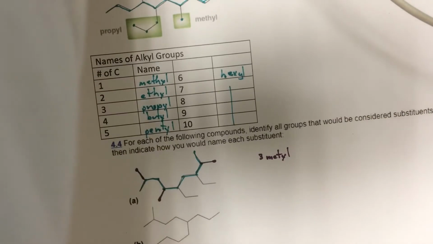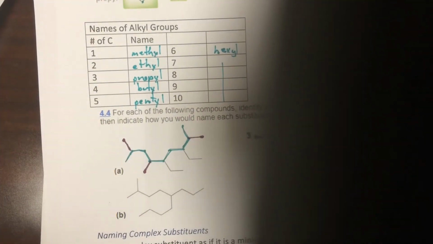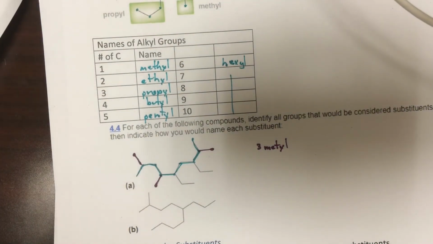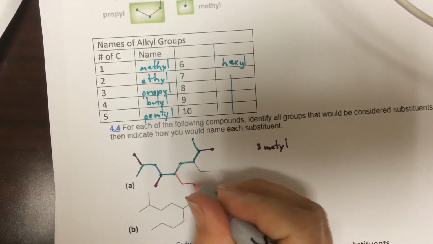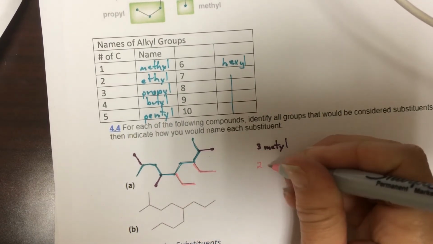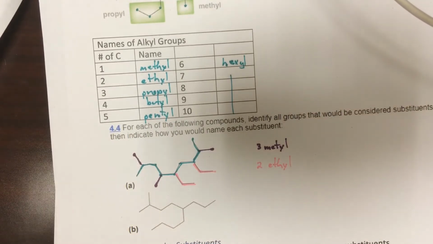And let's get out pink. Oops. Sorry about that. And here, I've got 2 ethyl groups. That's how we would name those.